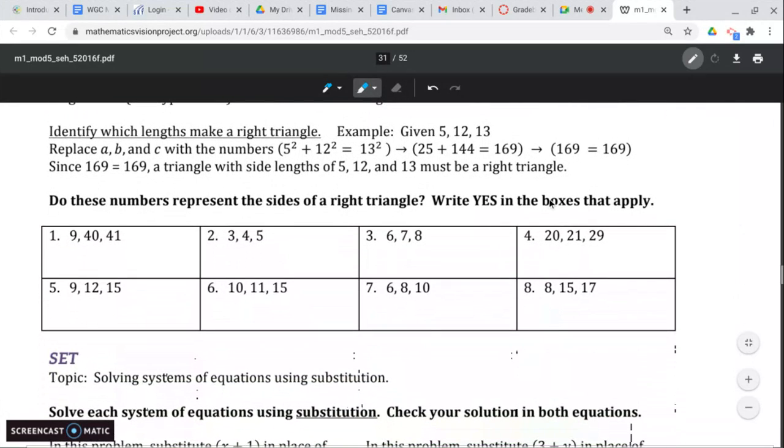So they give you an example here. We've got 5, 12, 13. The biggest side is always going to be our c squared, so it's 13 squared. So we have 25 plus 144, because that's 5 squared and 12 squared, equals 169. 25 plus 144 equals 169. So because they equal each other, it's a right triangle. If they don't equal one another, then it's not a right triangle.